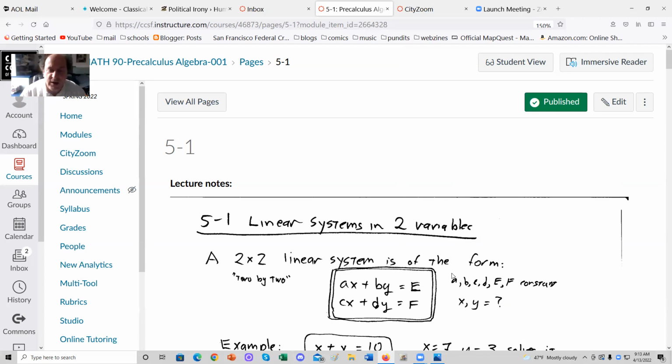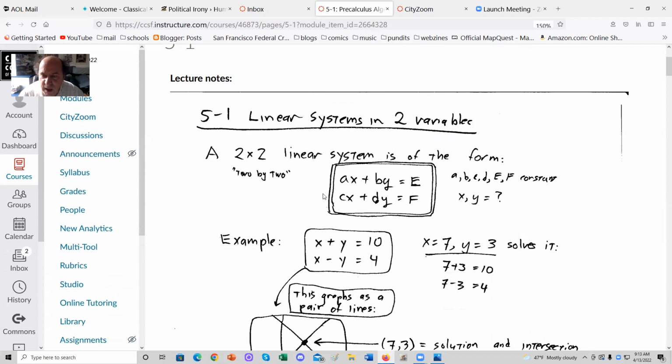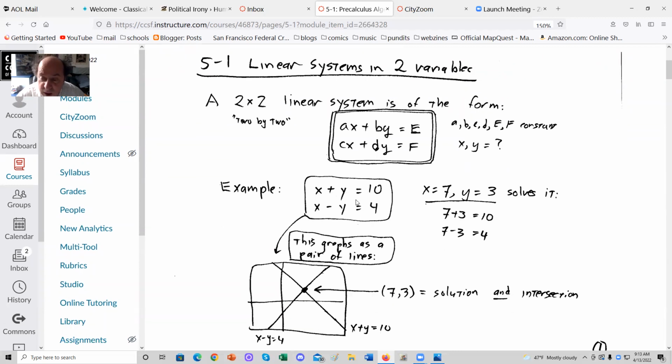We start with 2 by 2 linear systems. They're of this form: ax plus by equals e, cx plus dy equals f. 2 equations, 2 variables, therefore the name 2 by 2. A, b, c, d, e, and f are constants. What are x and y? So for example, x plus y equals 10, x minus y equals 4. 2 numbers whose sum is 10 and whose difference is 4. All right, now 7 and 3 works. 7 plus 3 is 10, 7 minus 3 is 4. So 7 and 3 is a solution.